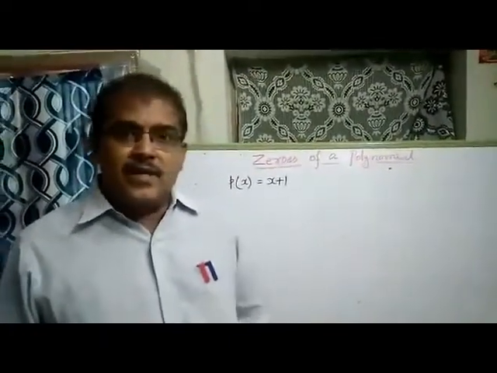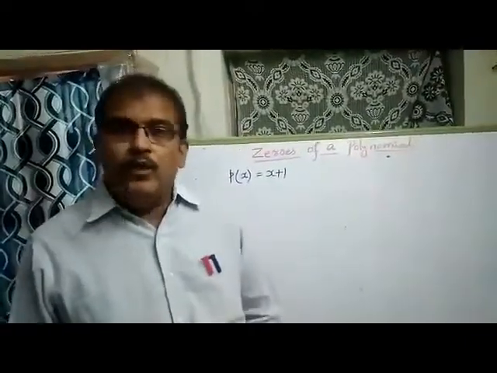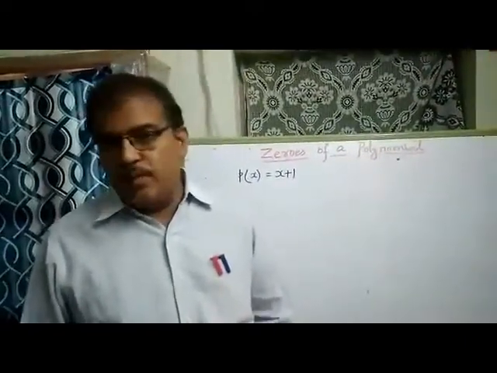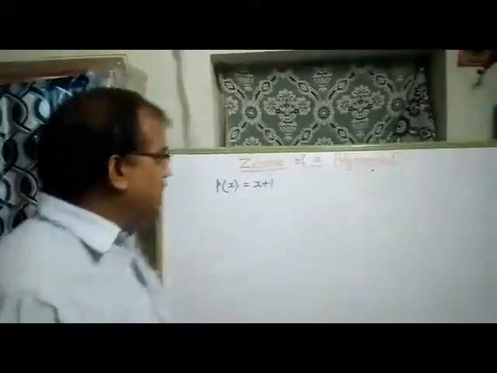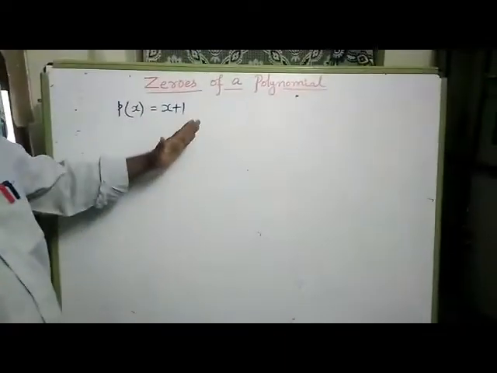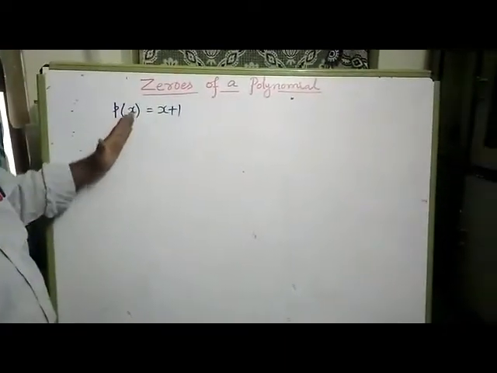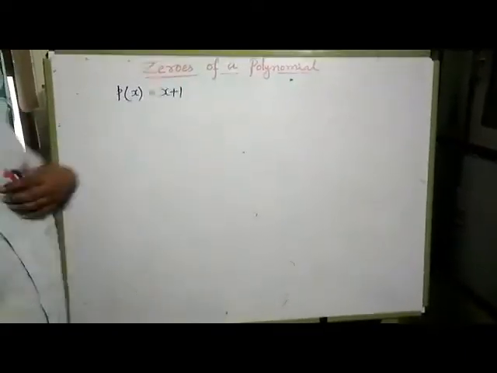Already in the last class we learned the value of a polynomial. Today we are going to learn the zero of a polynomial. Now consider the example p of x is equal to x plus 1. This is a polynomial. The name of the polynomial is p of x. So we are going to find the zero of the polynomial.